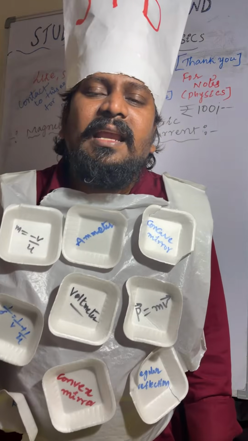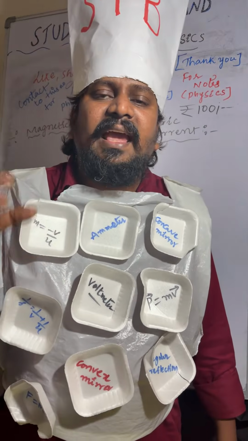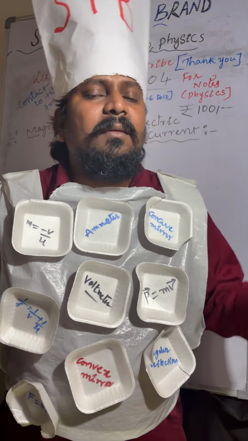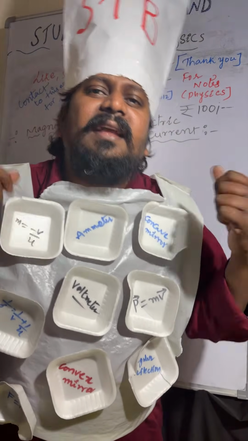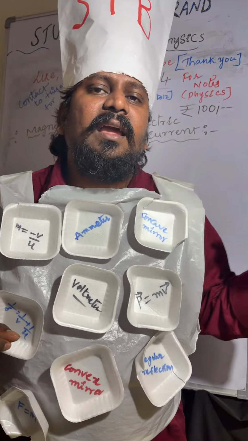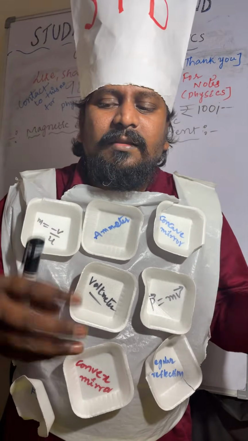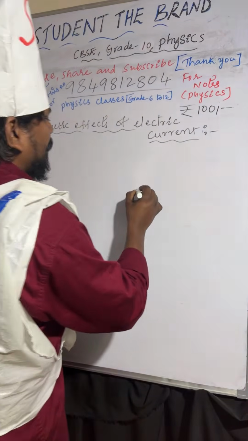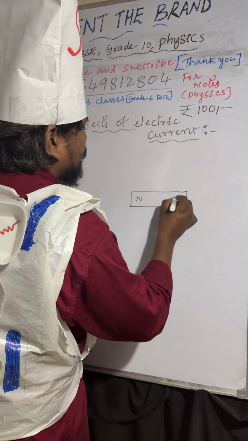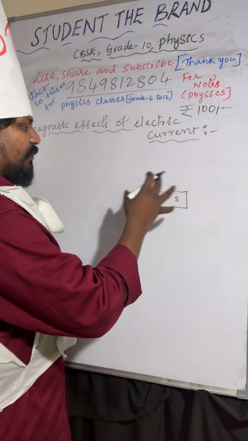So the region around the magnet in which magnetic force is exerted is called the magnetic field, and the magnetic field will be in the form of field lines. Here I am taking the bar magnet. This is a bar magnet, with a north pole and south pole. Around the magnet, the magnetic field will be there.